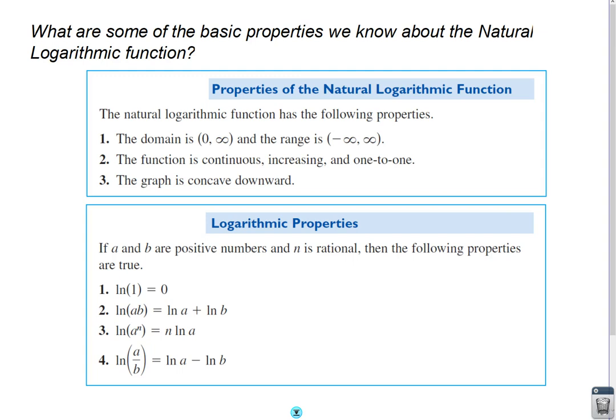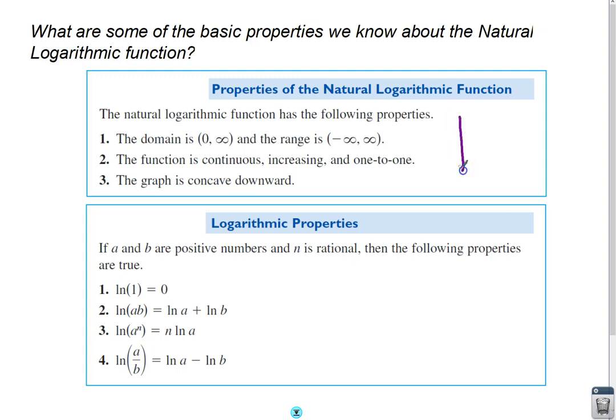So before we do logarithmic differentiation, you're like, wait, why are we combining all that? We've already done this. I know. Just bear with me here for a second. So remember some basic properties of a natural log function. Okay, the domain is from 0 to infinity, while our range is from negative to positive infinity.